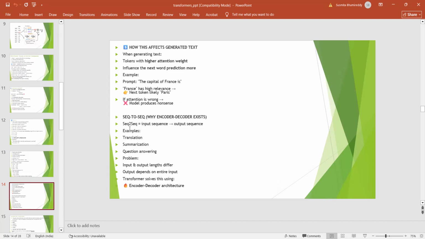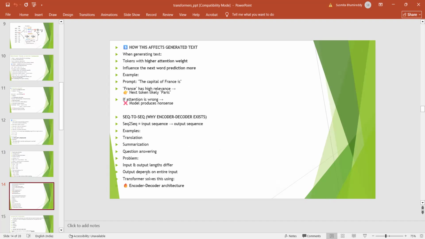And then sequence to sequence tasks. This is like input sequence, output sequence. We have encoder architecture and we have decoder architecture, and also the encoder-decoder combination exists. So what is the use of this encoder-decoder? We have an input and we have an output. This is a sequence to sequence task. For example, translation, summarization, question answering, as I said before.